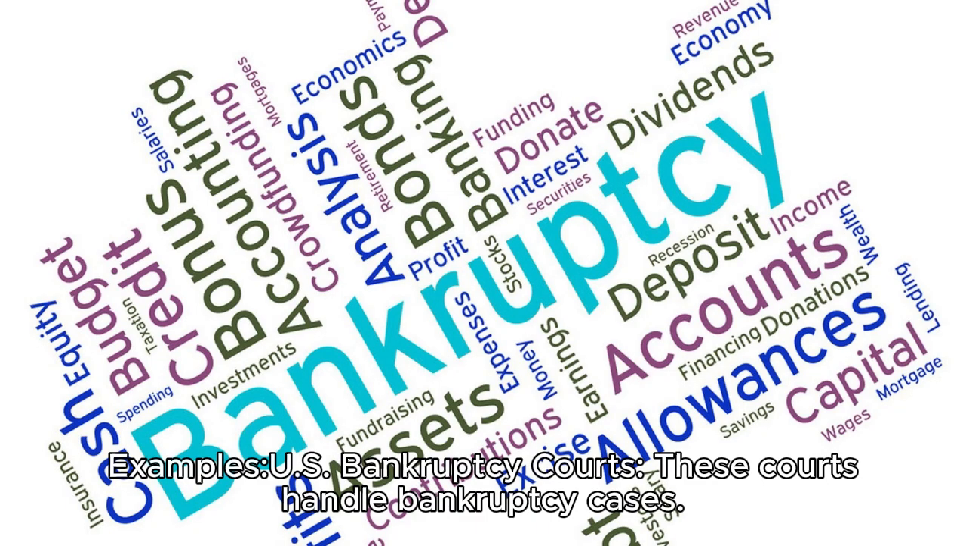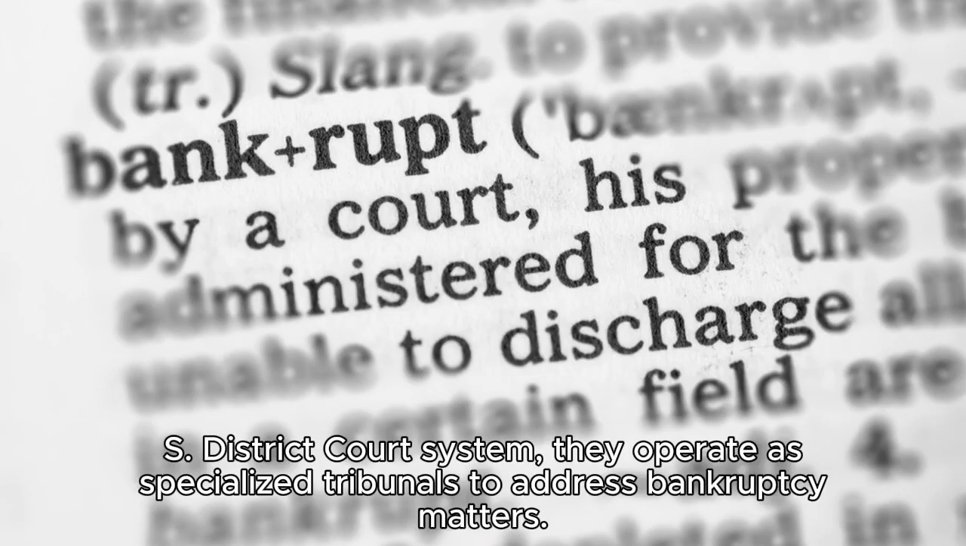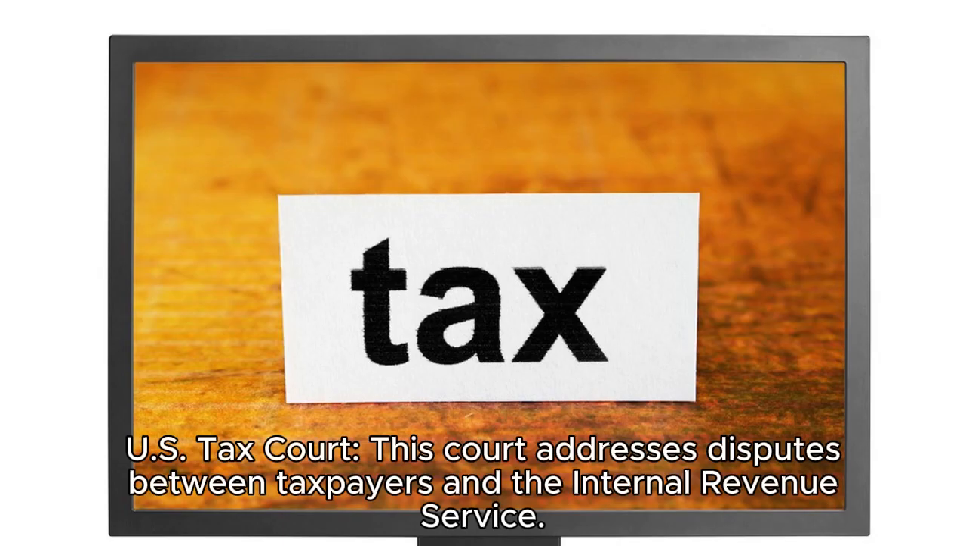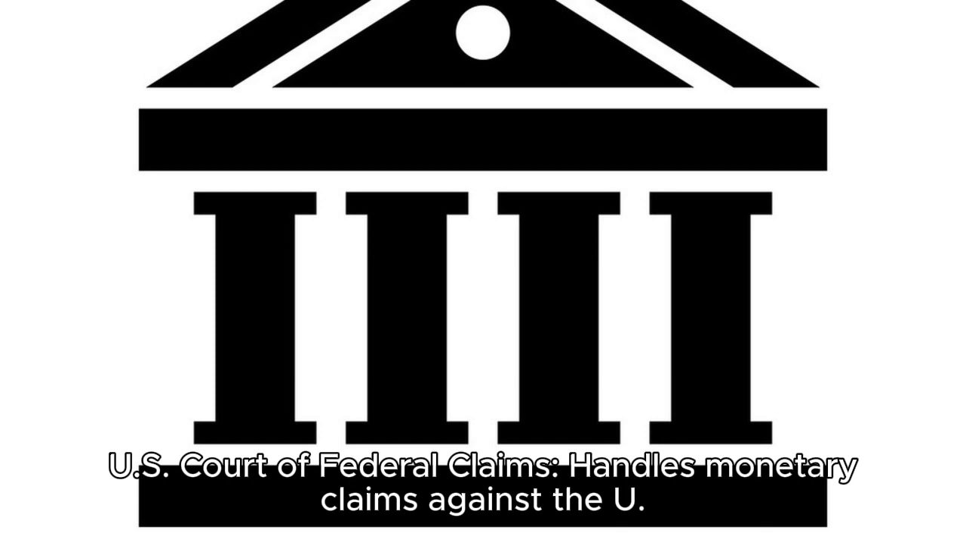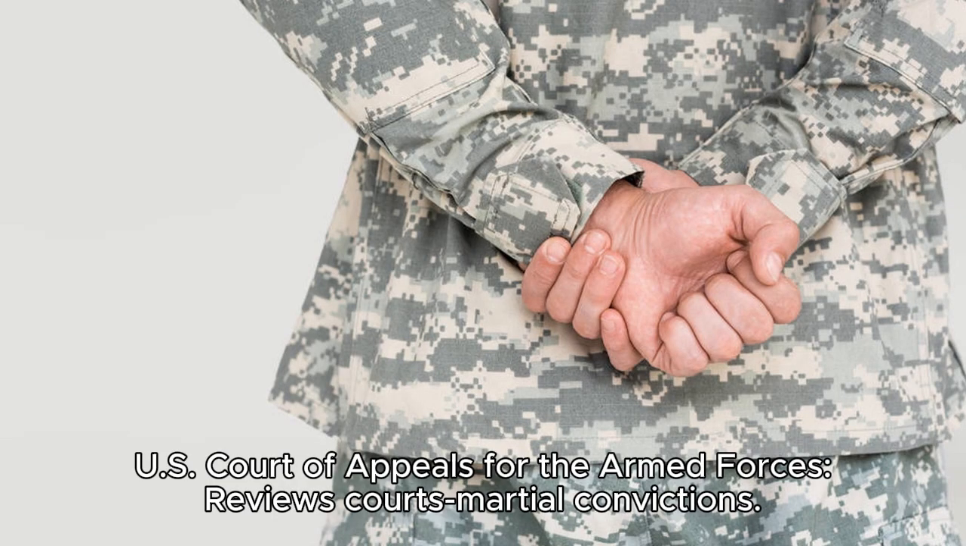Examples: U.S. bankruptcy courts. These courts handle bankruptcy cases. While they are technically part of the U.S. district court system, they operate as specialized tribunals to address bankruptcy matters. U.S. Tax Court. This court addresses disputes between taxpayers and the Internal Revenue Service. U.S. Court of Federal Claims handles monetary claims against the U.S. government. U.S. Court of Appeals for the Armed Forces reviews courts-martial convictions.